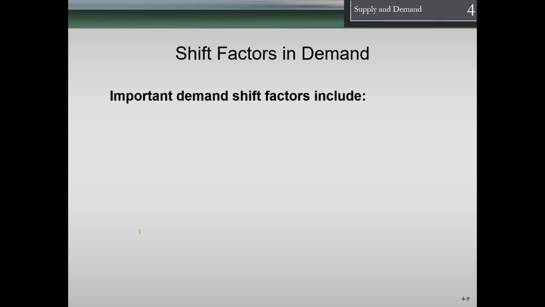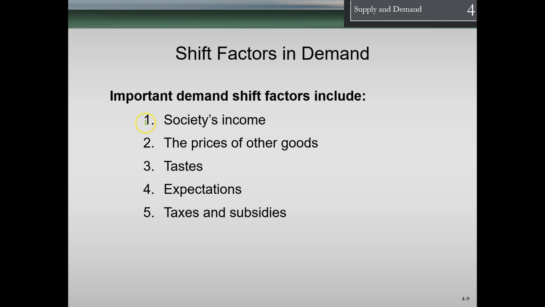Important demand shift factors could include things like society's income. If the overall society's income goes down, then the curve could shift inward. If society's income goes up, then it could push outwards because we would assume that people would buy more stuff. Another factor is the prices of other goods, whether those goods be complementary, such as condiments to a hot dog or a hamburger, which are sold at the same time, or substitutes such as a donut versus a Danish. Changes in those prices could shift the demand curve.